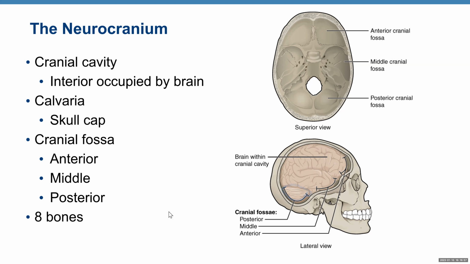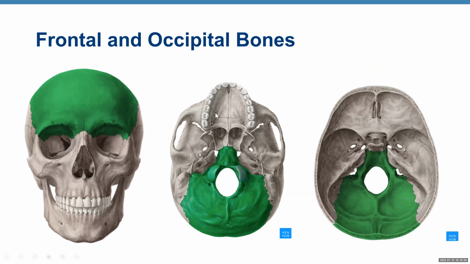The neurocranium is made of 8 bones. The superior and anterior part is the frontal bone. The inferior part is the occipital bone. In the occipital bone, you have a big opening over here that is called the foramen magnum. Above the foramen magnum, you have the brain, and below this foramen, you have the spinal cord.